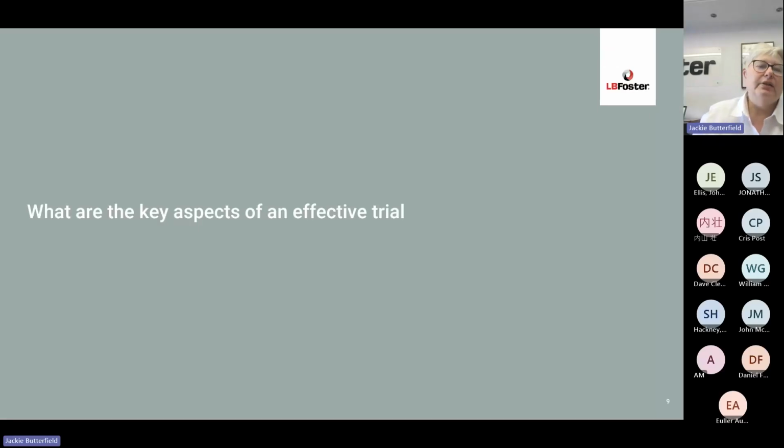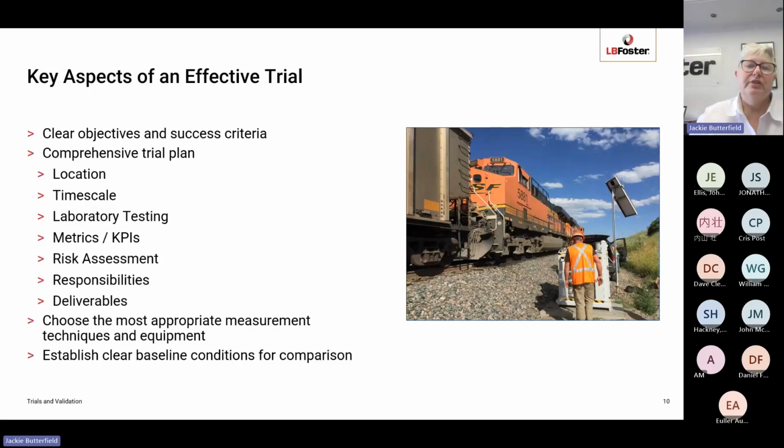So what are we looking at in terms of the key aspects of an effective trial? To be an effective trial, it needs to be objective. It needs to be as clear as possible in terms of the plan and the results that you get from the trial. So you should always start with a clear objective and success criteria. It's good to understand what success looks like for the trial.